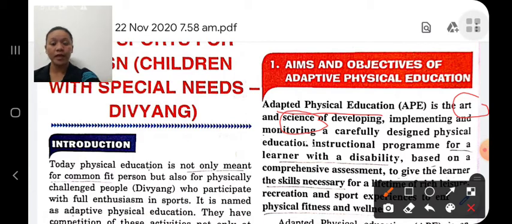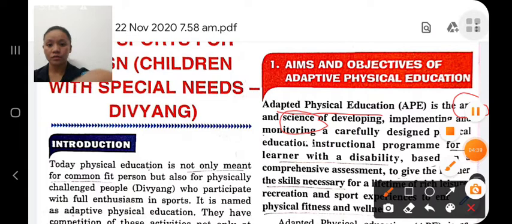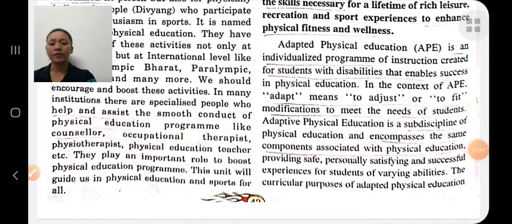Adaptive physical education is a sub-discipline of the physical education program and encompasses the same components associated with physical education. It is a part of physical education, so it contains the same components.